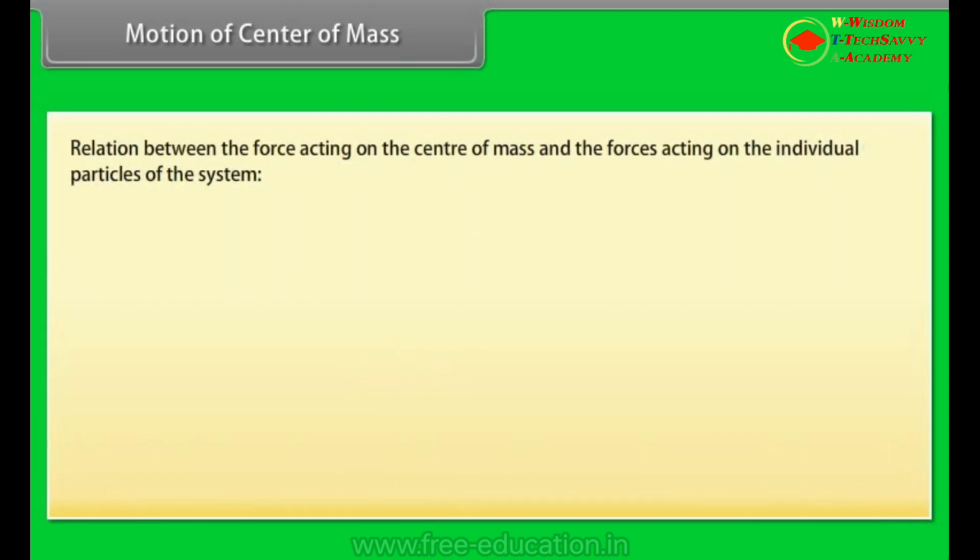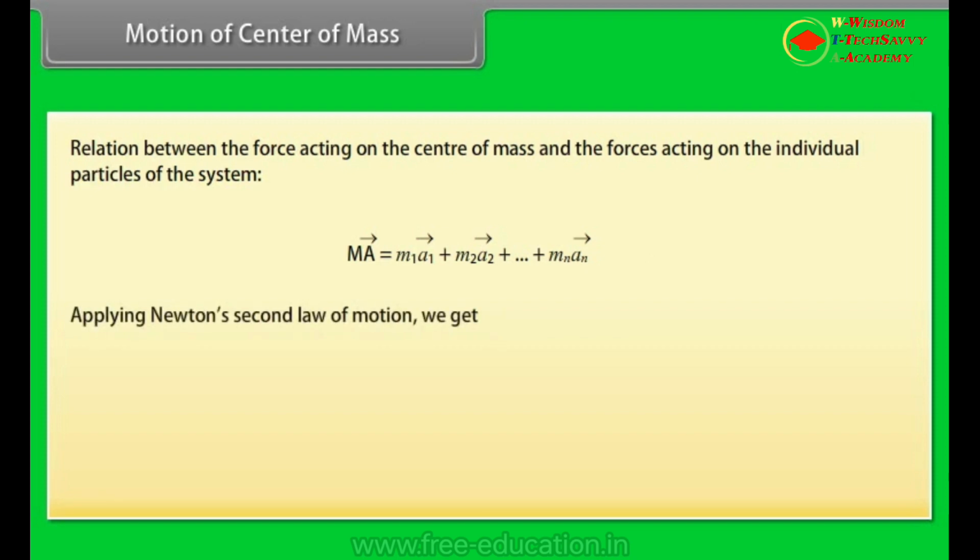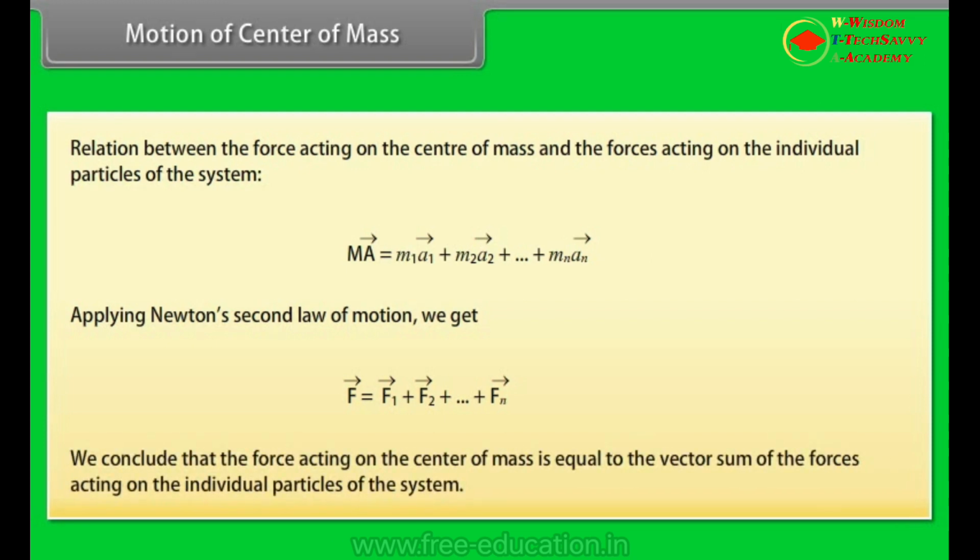Relation between the force acting on the center of mass and the forces acting on the individual particles of the system. ma vector equals m1a1 vector plus m2a2 vector plus so on till mnan vector. By applying Newton's second law of motion in the above equation, we get F vector equals F1 vector plus F2 vector plus so on till Fn vector. We conclude that the force acting on the center of mass is equal to the vector sum of the forces acting on the individual particles of the system.